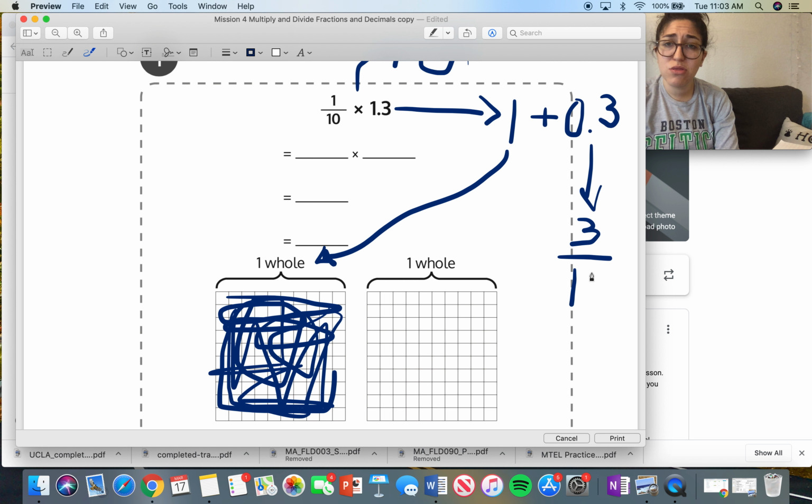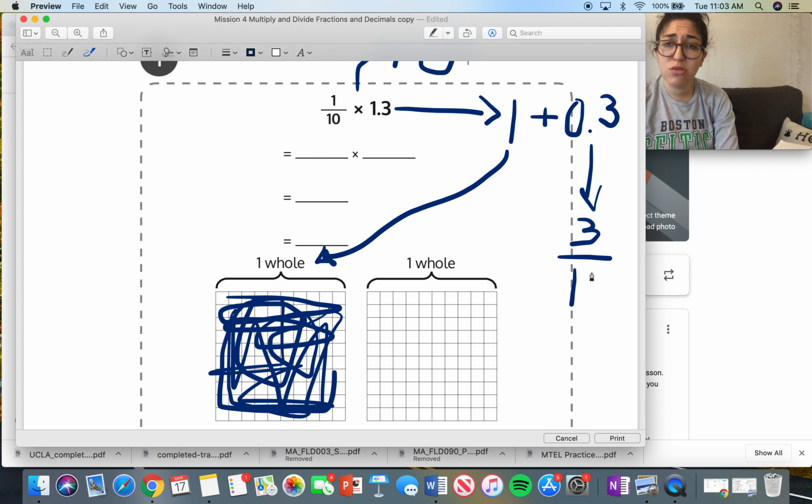I'm going to take 1.3 and I'm going to separate it. I am going to turn it into 1 and 0.3. In other words, I'm going to decompose my number. Why am I going to do this? Two reasons. One, it makes it easier when I'm thinking of it visually, which we will be doing, and two, it makes it easier to turn into a fraction, which we will also be doing.